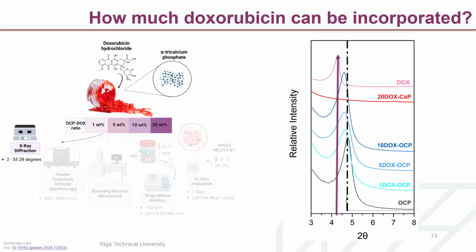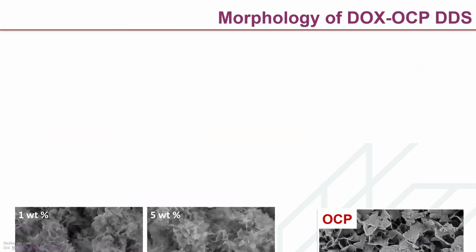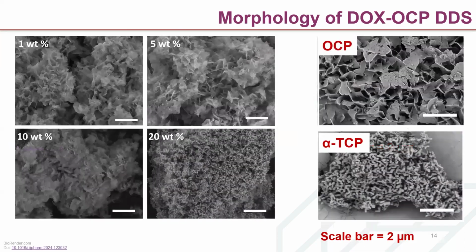This was a strong indication that the drug was not only absorbed on the surface, but also incorporated in OCP. With SEM, we also saw the plate-like morphology of OCP in the concentrations up to 10 weight%, whereas 20 weight% had a thread-like appearance, same as the used precursor, which was alpha-TCP.